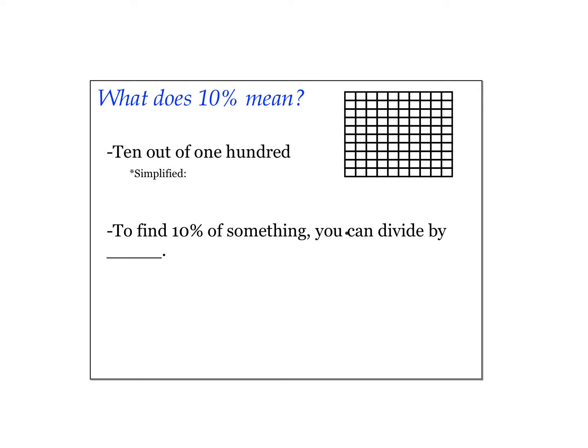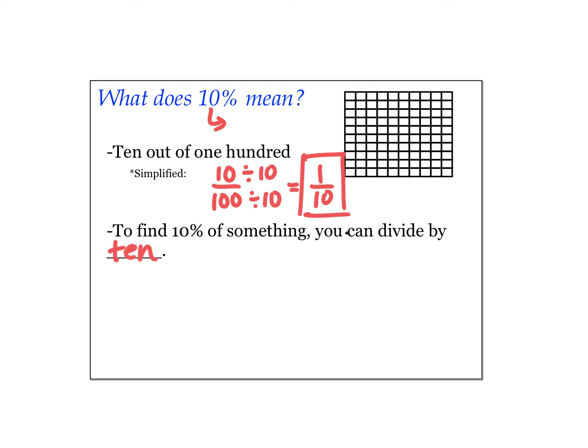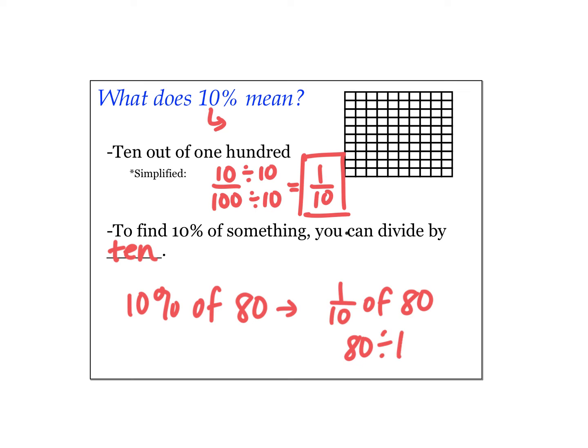Now if I ask you what 10% means, well, percent means out of 100, so 10% means 10 out of 100. If you simplified that, and I divided it down by 10, that gives me 1/10. So 10% actually means 1/10 of something. So to find 10% of something, you can actually divide by 10. So if I wanted to find 10% of 80, that actually means find 1/10 of 80, or do 80 divided by 10, split it into 10 parts, and that gives you 8.